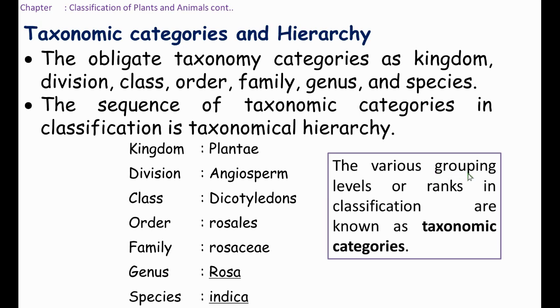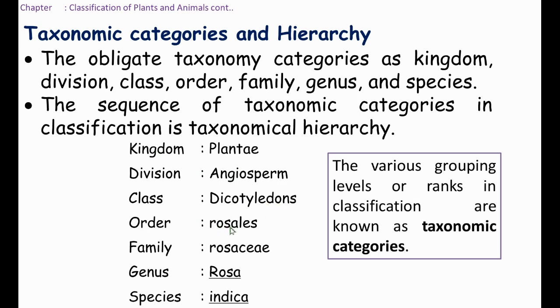Taxonomic categories are the various grouping levels or ranks in classification. These various grouping levels or ranks in classification are known as taxonomic categories.